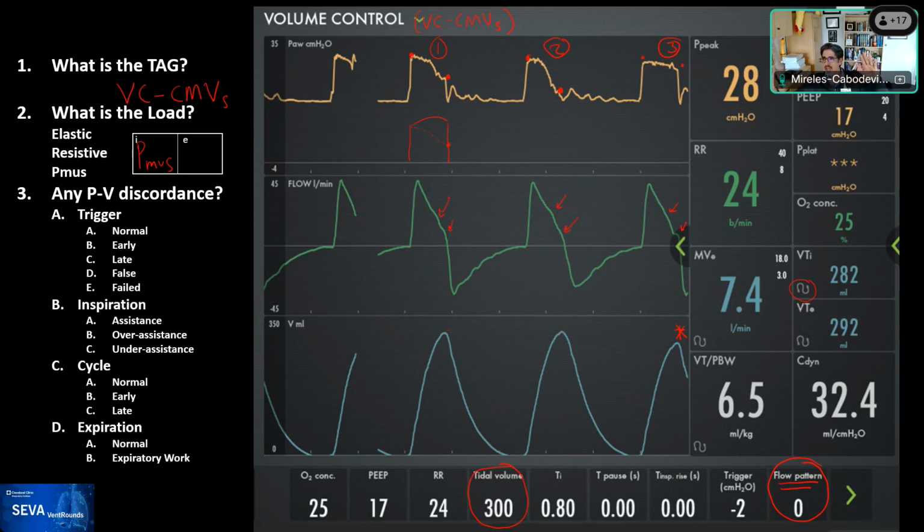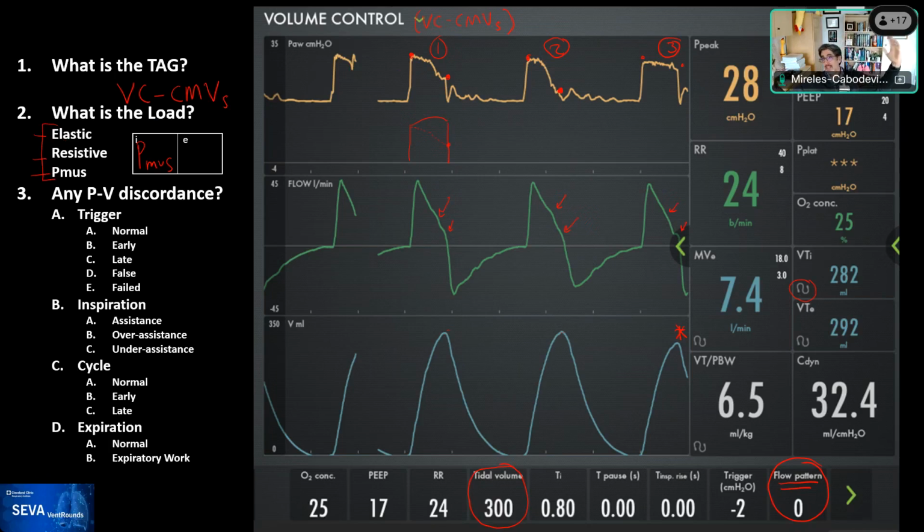the most common cause for that has to be, there's only 3 options. There you go, Karsten. PMOS, perfect. So now you know when you're looking at waveforms, you're looking for the load: elastic, resistive, or PMOS. If the elastic load is changing from breath to breath, or the resistive load is changing from breath to breath, then there has to be some PMOS.